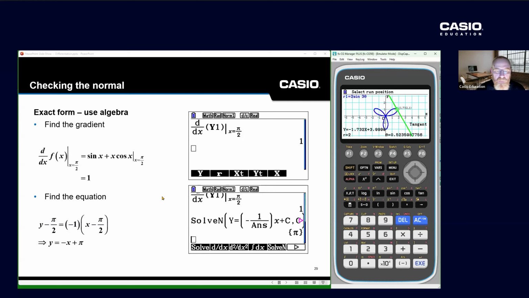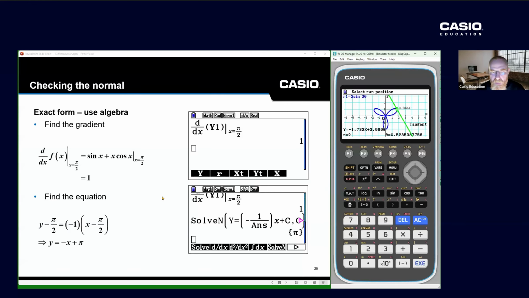Okay, so notice that we are using negative 1 over the answer because that is the negative reciprocal of the gradient of the tangent at x equals 2. We are attempting to solve for c.